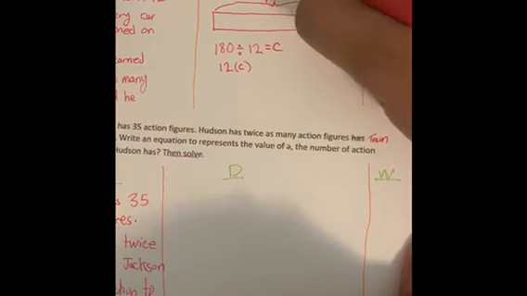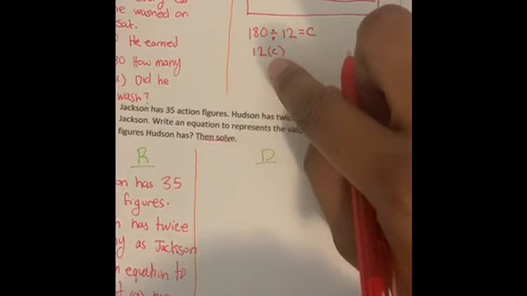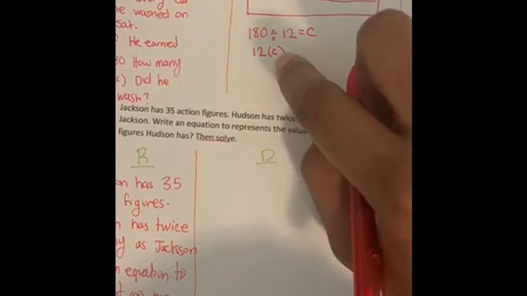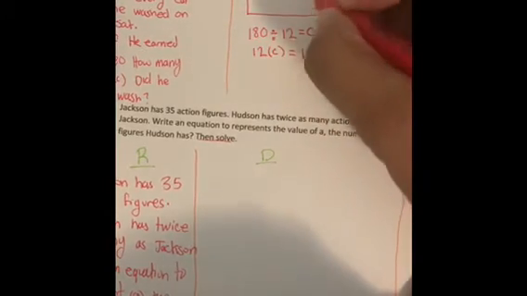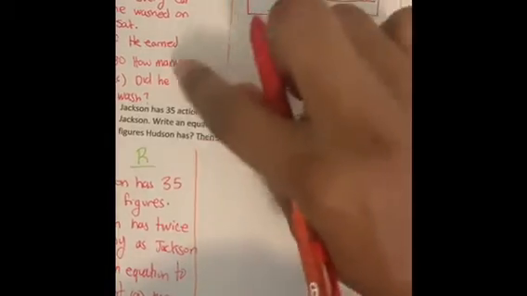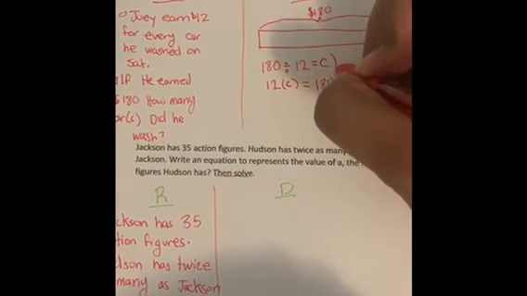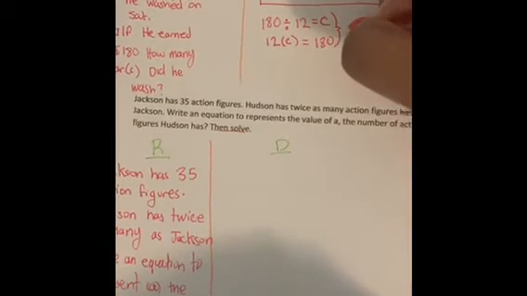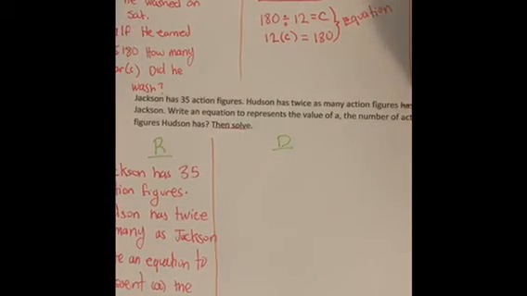C, of course, stands for the cars. C is going to be our cars, okay? So 12 times C, whatever C is, how many cars he washed, has to equal 180. So here I've written my equation. Remember it says write and solve an equation to represent the situation. So I wrote my equation right there. Now let's solve it, okay?